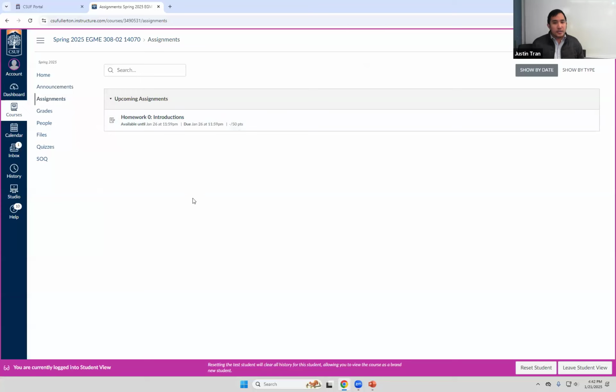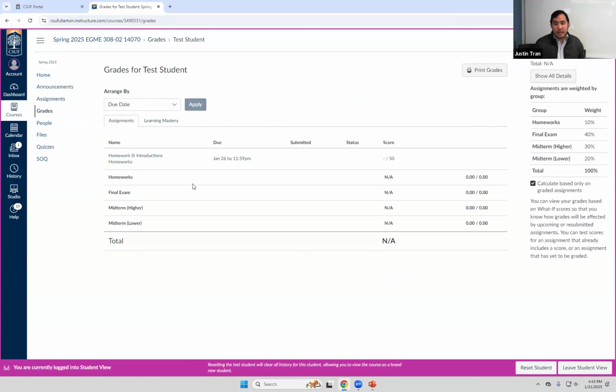Okay, assignments. All the assignments and their due dates will be here. Any assignment that requires you to submit a PDF, so all the problem sets, you can do that here as well. Next tab is the grades tab, so you can see how your grade is, and you can see the different weightings for the different categories here as well.